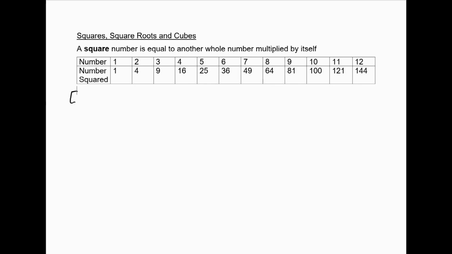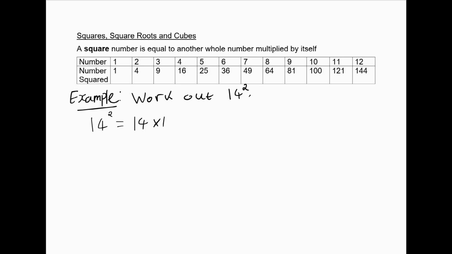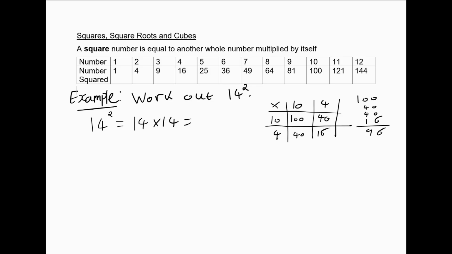Now let's have a look at some examples. Example: work out 14 squared. So you might have a question like that. Whenever we square something, we multiply it by itself. So to work out 14 squared, I'm going to work out 14 times 14. You can use whatever method you like there. So you might want to use the grid. So we will have 196.